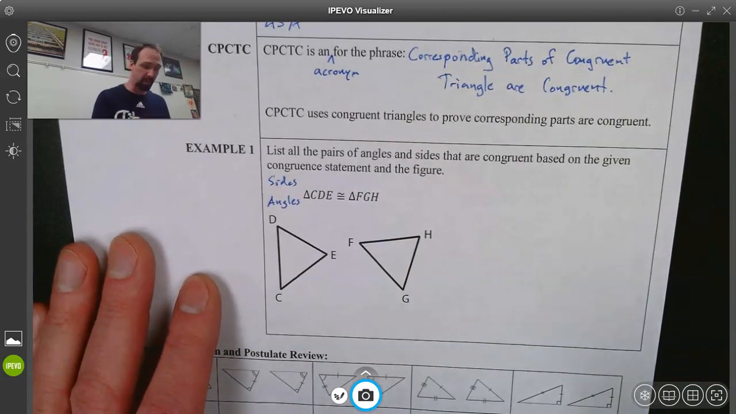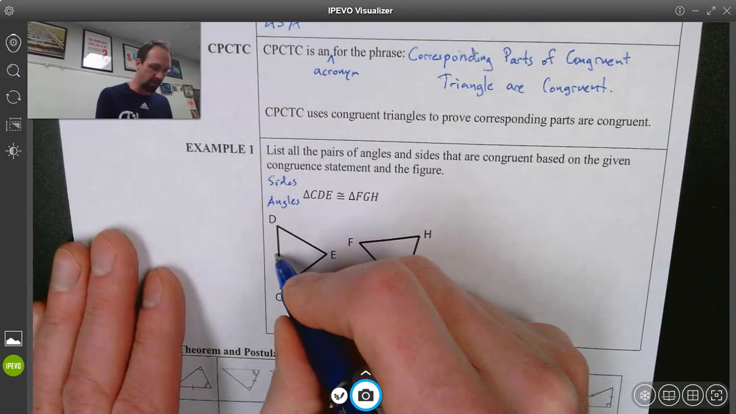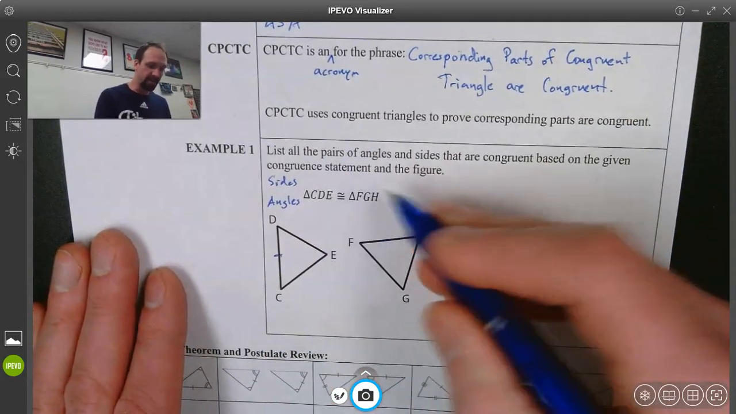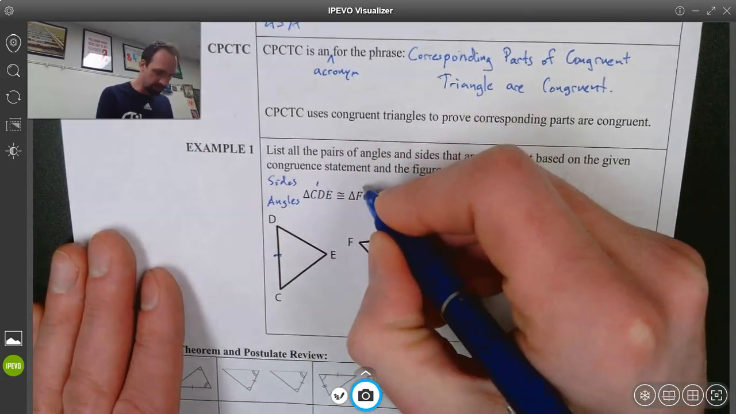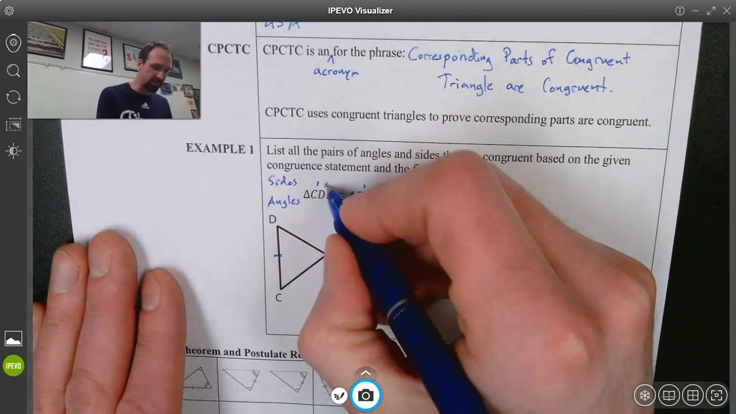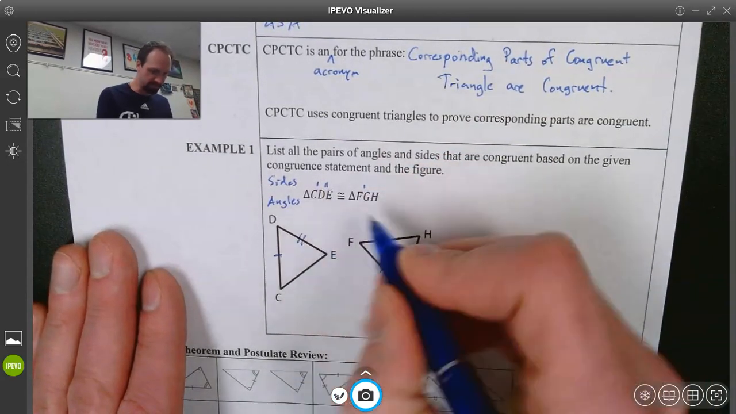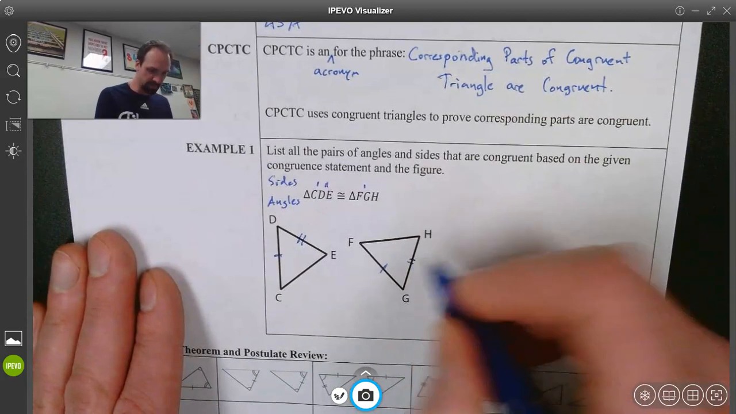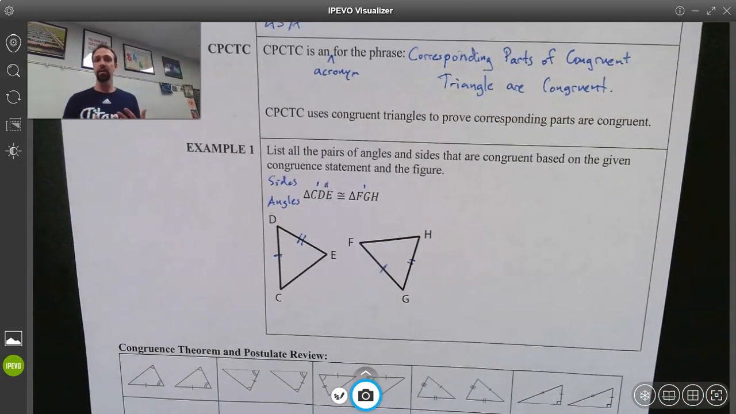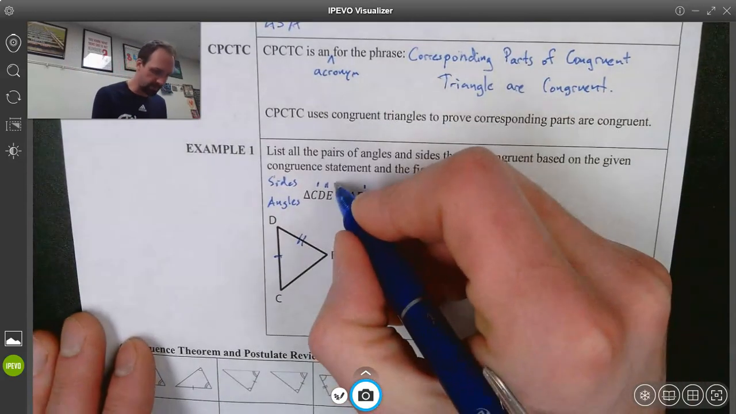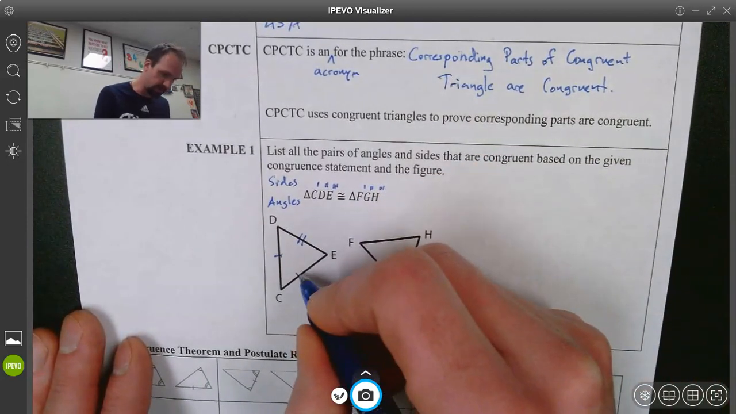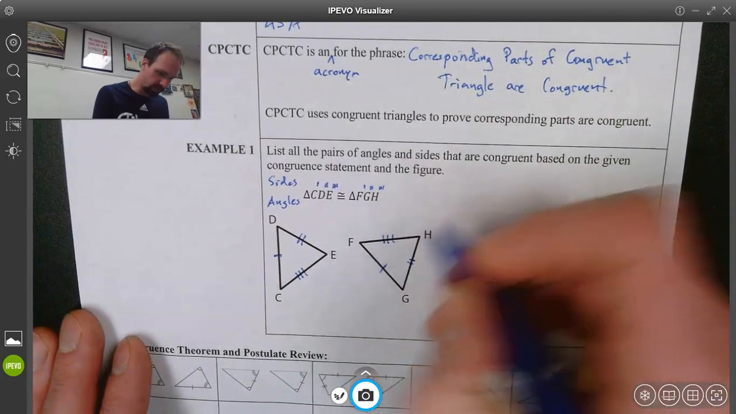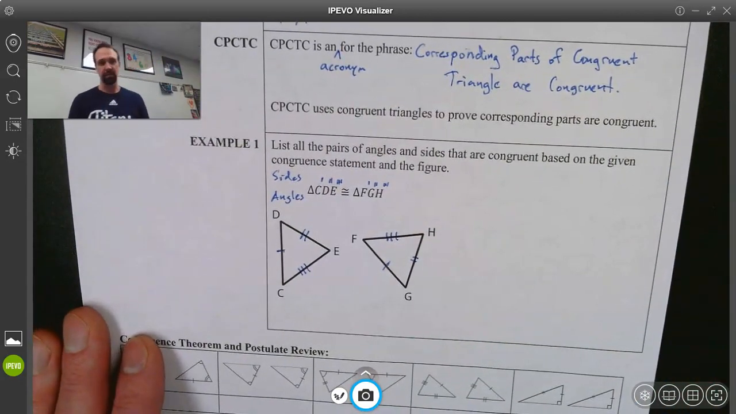So what I'm going to do is I'm going to put, for sides C to D, one congruency mark here. And then the same for F to G. So it's 1, 1. Then from D to E, I'm going to put 2. And then G to H, I put 2. And then I can leave that third part blank, but I want to show that everything is congruent. So I'm actually going to put 3 here, and 3 on the other. There we go. And then I'm going to do the same thing with the angles as well.